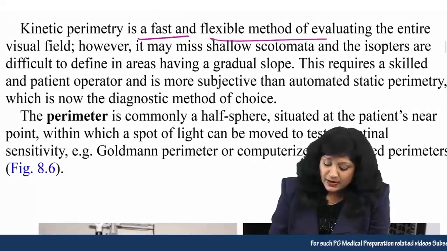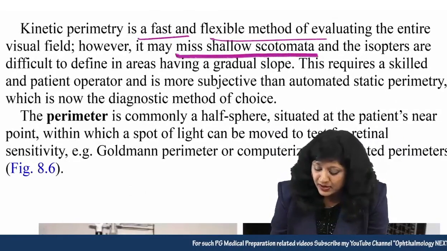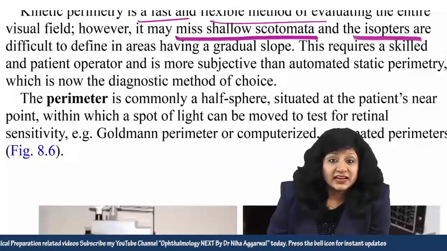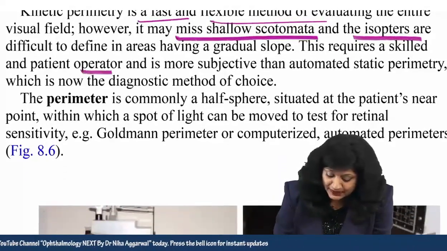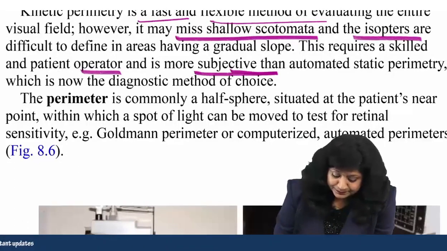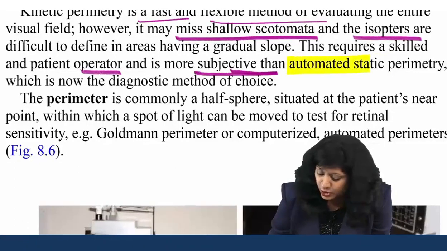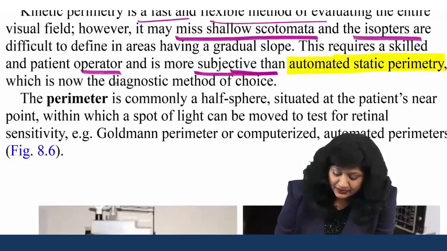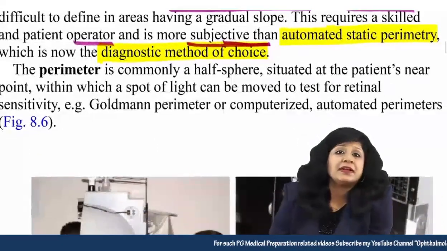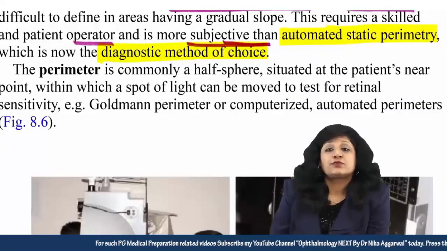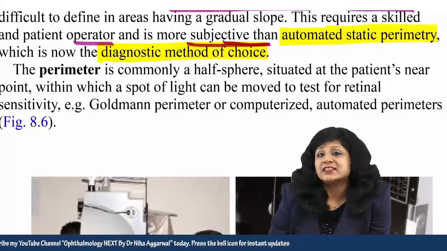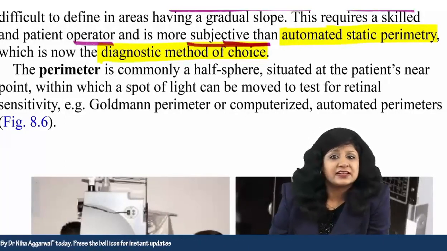However, it may miss the shallow scotomas and the isopters are difficult. This requires a skilled and patient operator. It is more subjective also, and that is why automated static perimetry has become the diagnostic method of choice. So what we are doing nowadays as the diagnosis of choice, when you are going to record the visual field, it is the automated as well as the static perimetry, right?